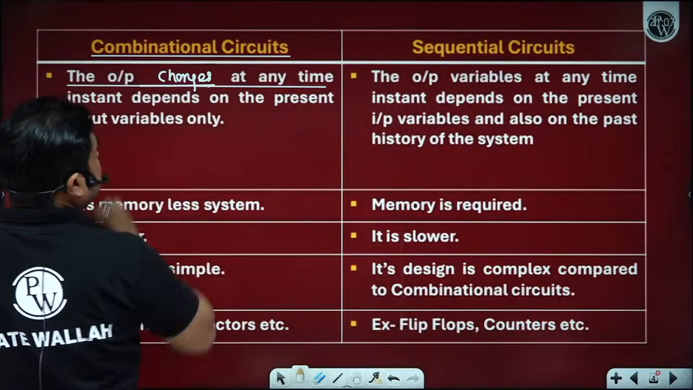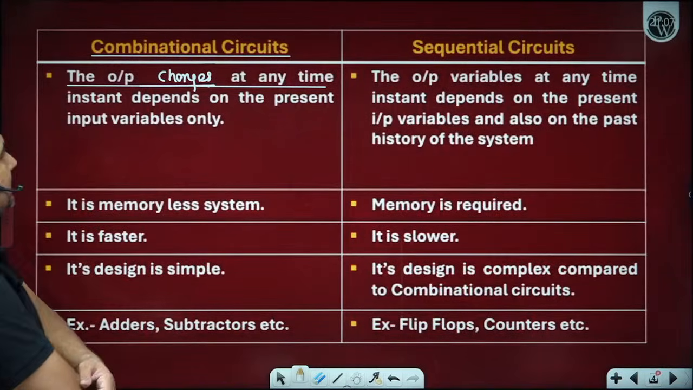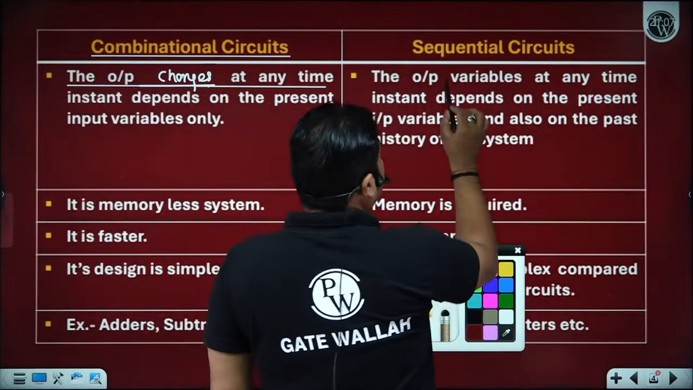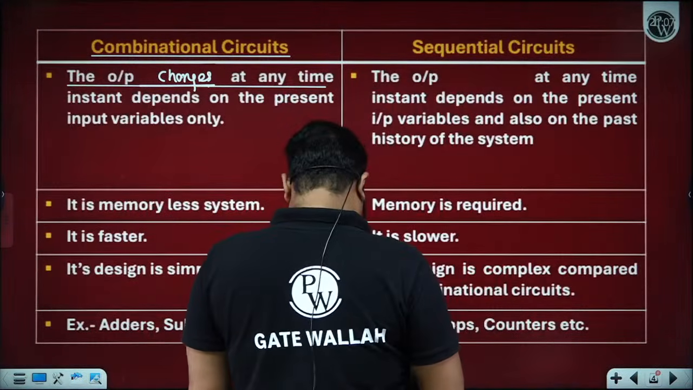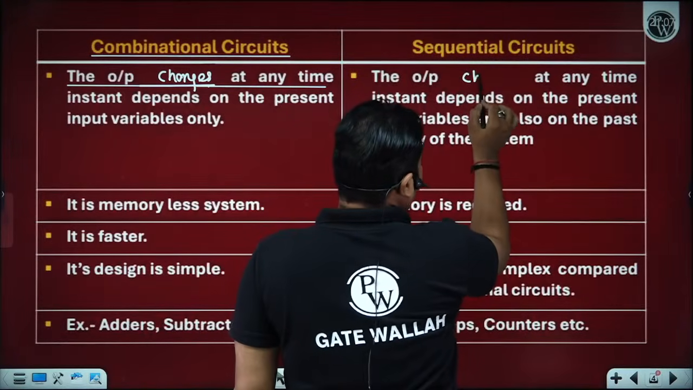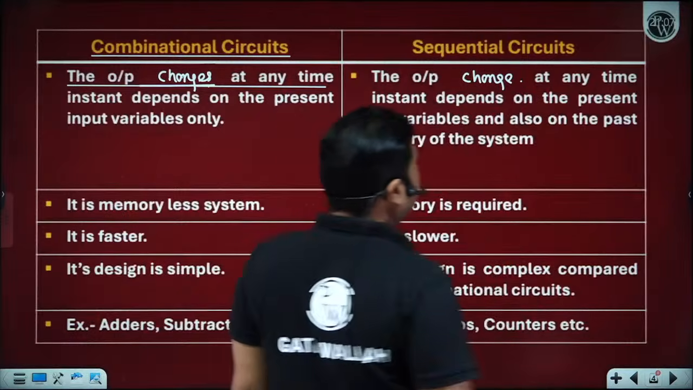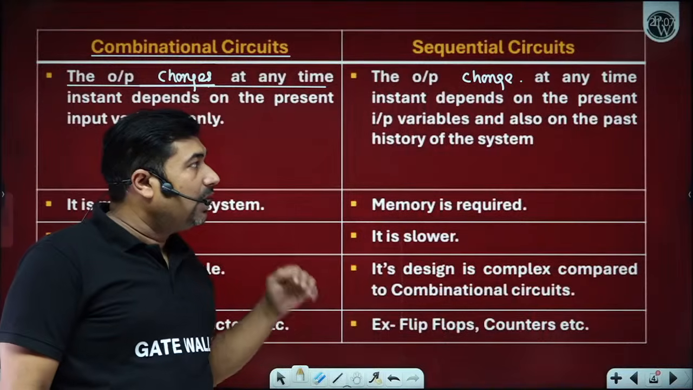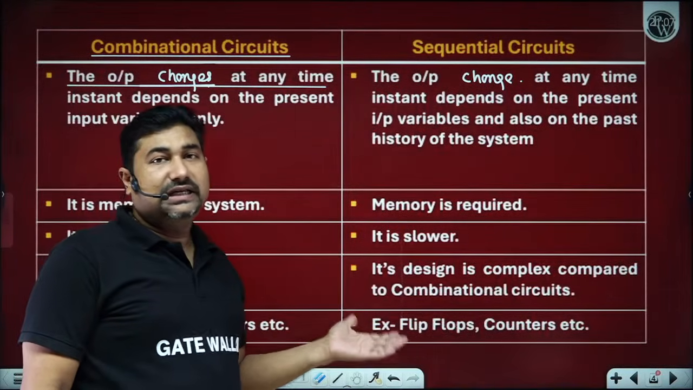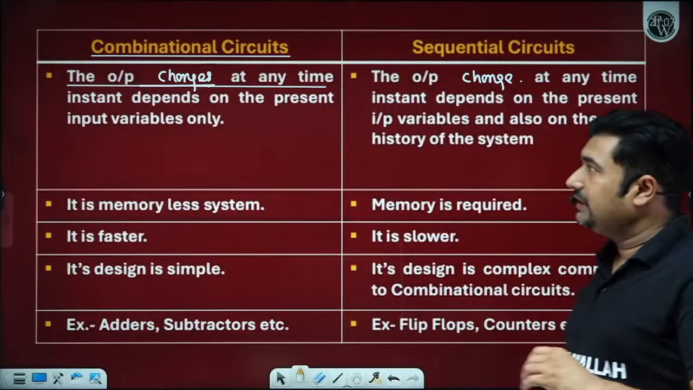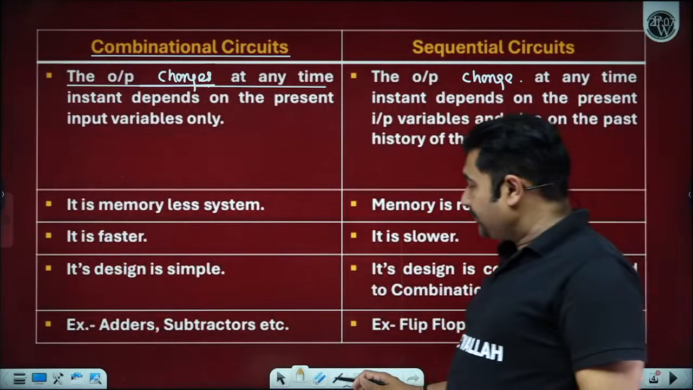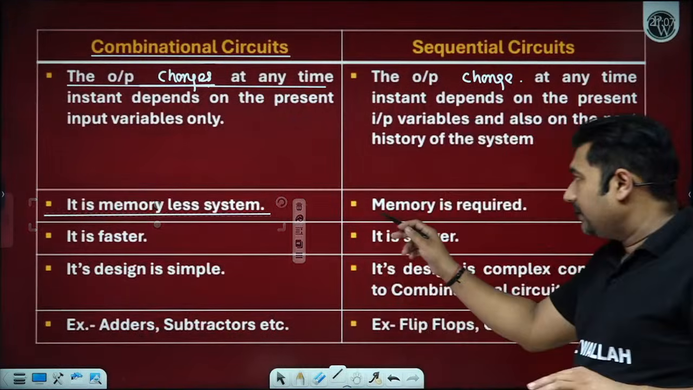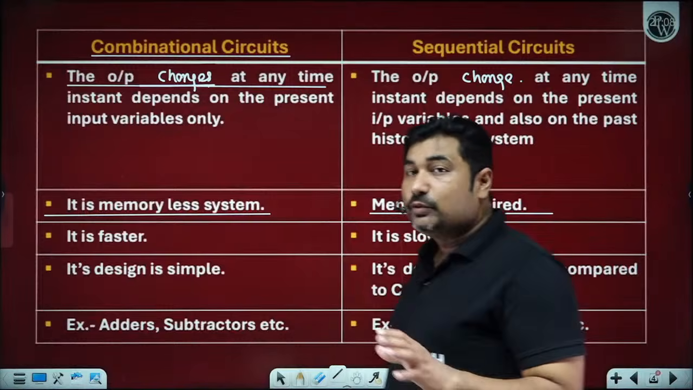The output changes at any time instant depending upon the present input variables only. However, in a sequential circuit, the output changes at any time instant depending on the present input variables and also on the past history of the system. So that is the basic difference between the combinational and sequential circuit. It can be clearly observed that in a combinational circuit there is no memory element. However, memory elements are required in a sequential circuit.